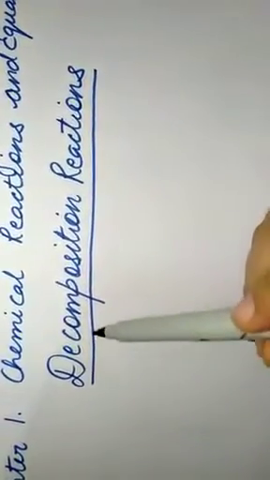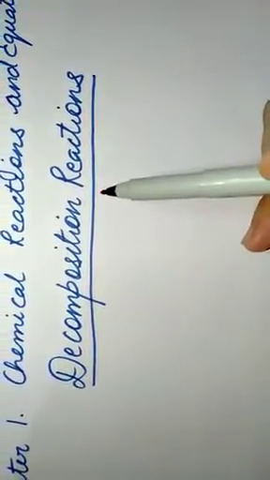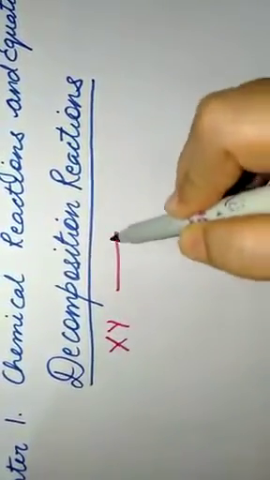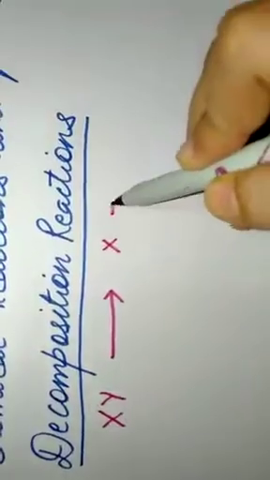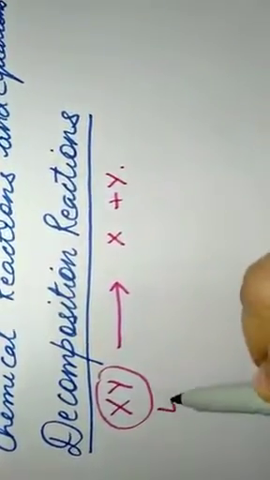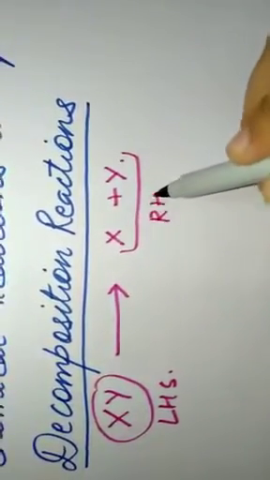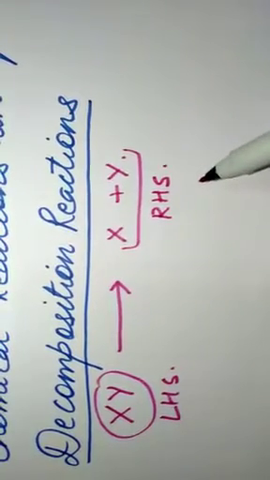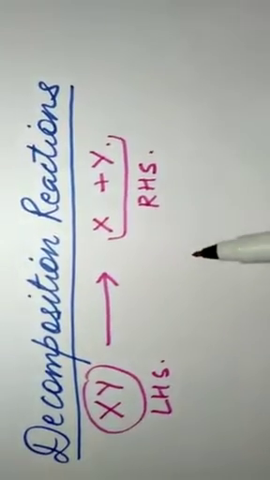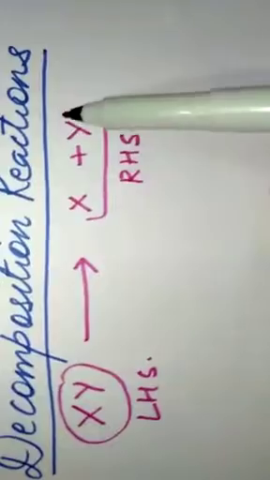This is the second type of reaction, which is known as decomposition reaction. Decomposition reaction means where a single reactant breaks into its components. This is a single reactant on the left hand side, LHS, and there are two products which are formed on RHS, that is right hand side. So those reactions in which a single reactant breaks to give two or more products are known as decomposition reactions.